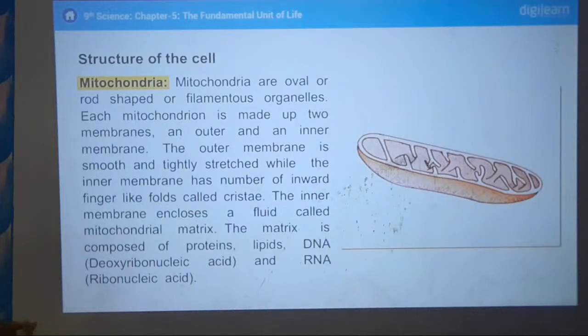The inner membrane encloses a fluid called mitochondrial matrix. The matrix is composed of proteins, lipids, DNA, that is deoxyribonucleic acid, and RNA, that is ribonucleic acid.